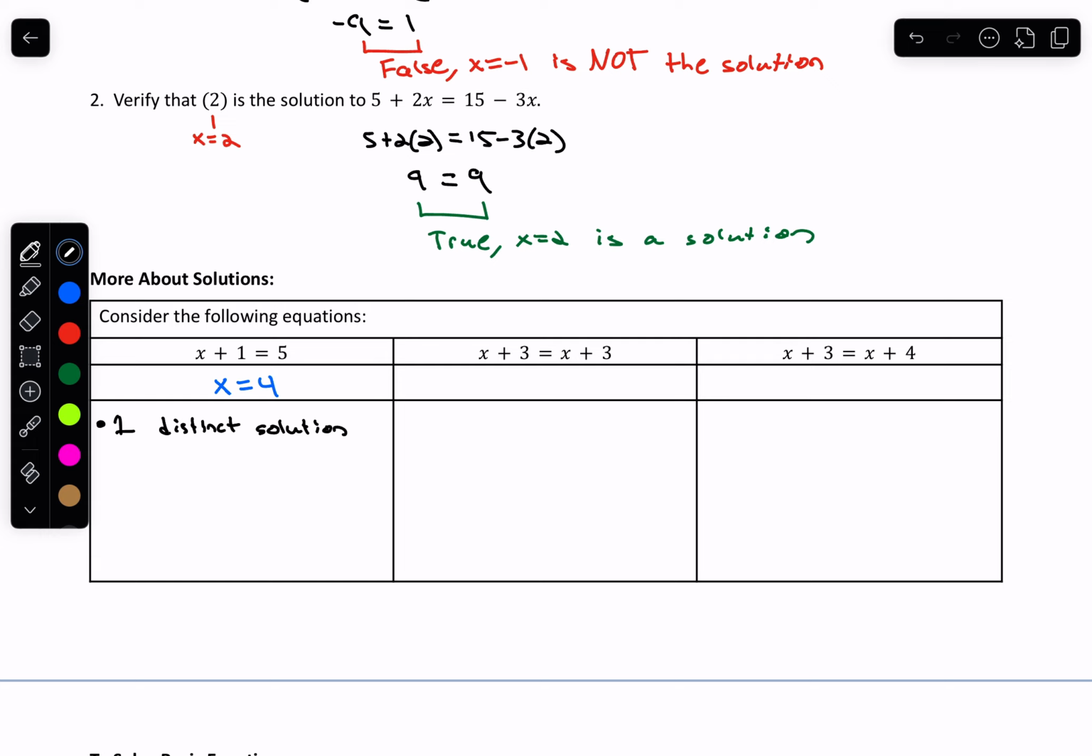So one distinct solution, and we call this a conditional equation. So conditional equation, where it's conditional because it's true under the condition that x equals 4. So I'm going to put that as a little caveat. So we call it conditional because it's true under the condition that x is 4.